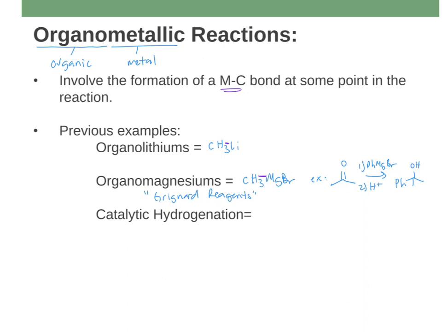One example that we've certainly talked about, but we never really mentioned, is catalytic hydrogenation. If you had something like an alkene and you added H2 and palladium or nickel or something like that, that reaction is actually technically an organometallic reaction.